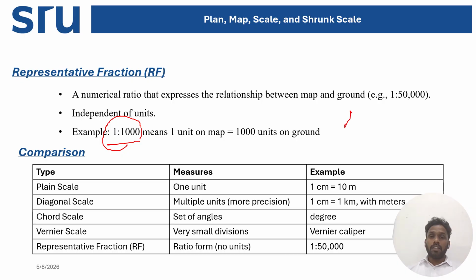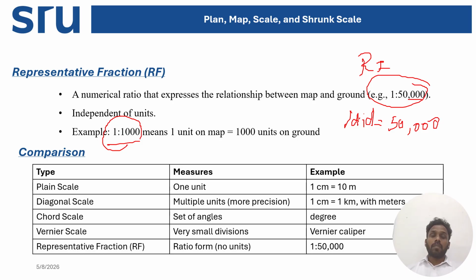So one division on the scale is equal to 50,000 divisions on the ground. If you are measuring 1 centimeter on the map, it is equal to 50,000 centimeters on the ground. That is the conversion you are using, right? That conversion is called a representative fraction. Okay. So, a comparison with the representative fractions.